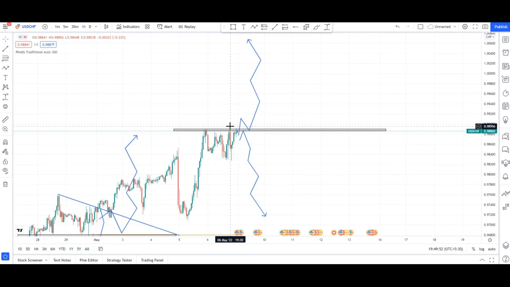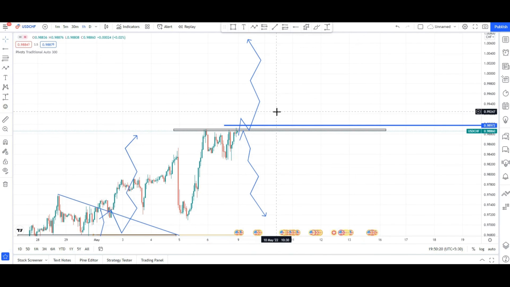Okay guys, I will just mark it up. So at this point, just a second, it's not coming exactly. Okay, this is the point, guys. Just mark it up, guys. Okay guys, I will just mark it up somewhere here. Okay guys, my sell will be somewhere here.